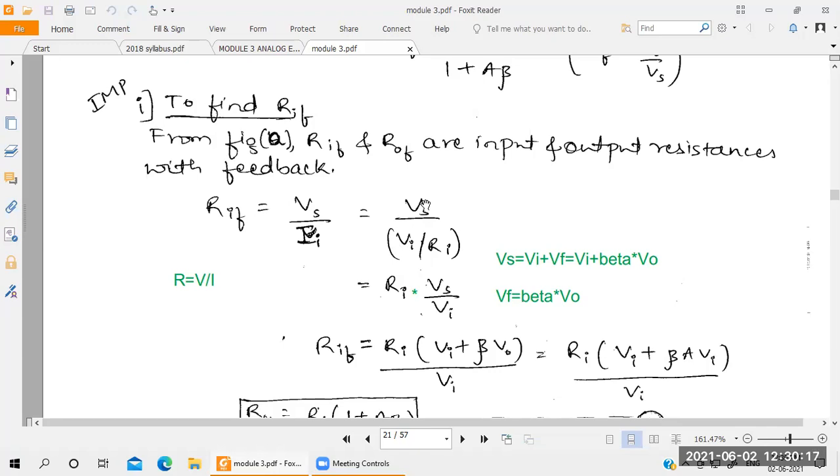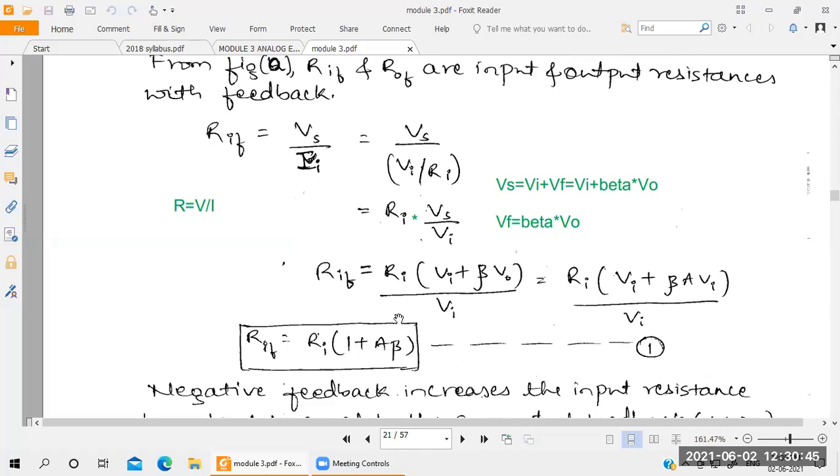Remember this: Vs is not equal to Vi because Vi is the output of the mixer. In the mixer, we want to collect the voltage from the feedback also, and from the source also. The combination of Vs and Vf gives the Vi for the amplifier. That's why I wrote Ii, so Ii means Vi by Ri. Ri is the input resistance. Then simplify here, we get Vs divided by Vi.